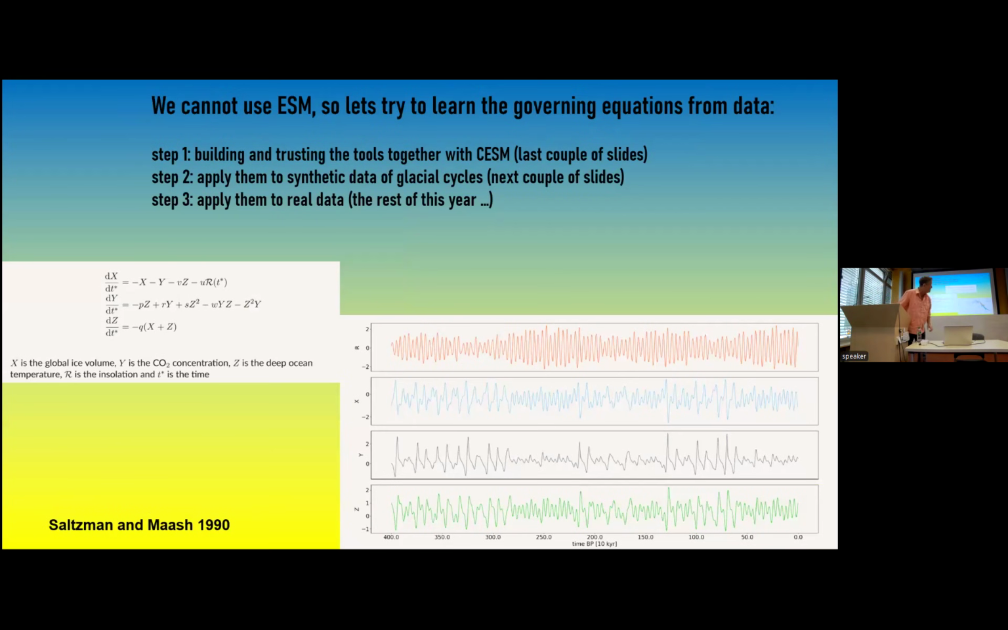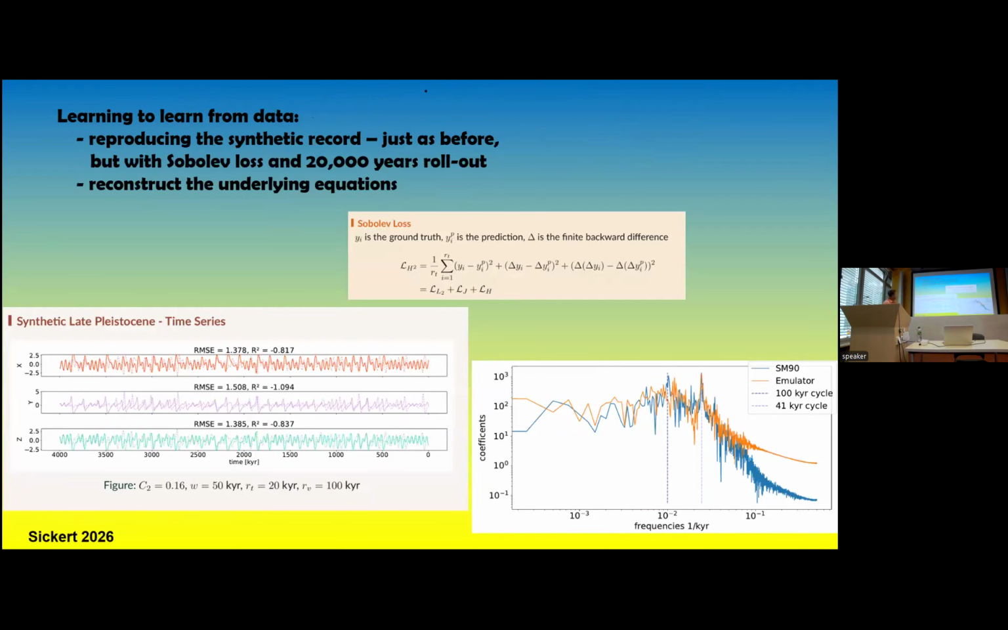Okay, first we try to learn the Salzmann and Marsh model. There are a couple of things that we learned, especially Florian Zicker, that's Florian's master thesis. In principle, first we try to use the methods introduced by Shifan, but two things are really necessary to make this work. One is we have to use Sobolev loss for the objective function.